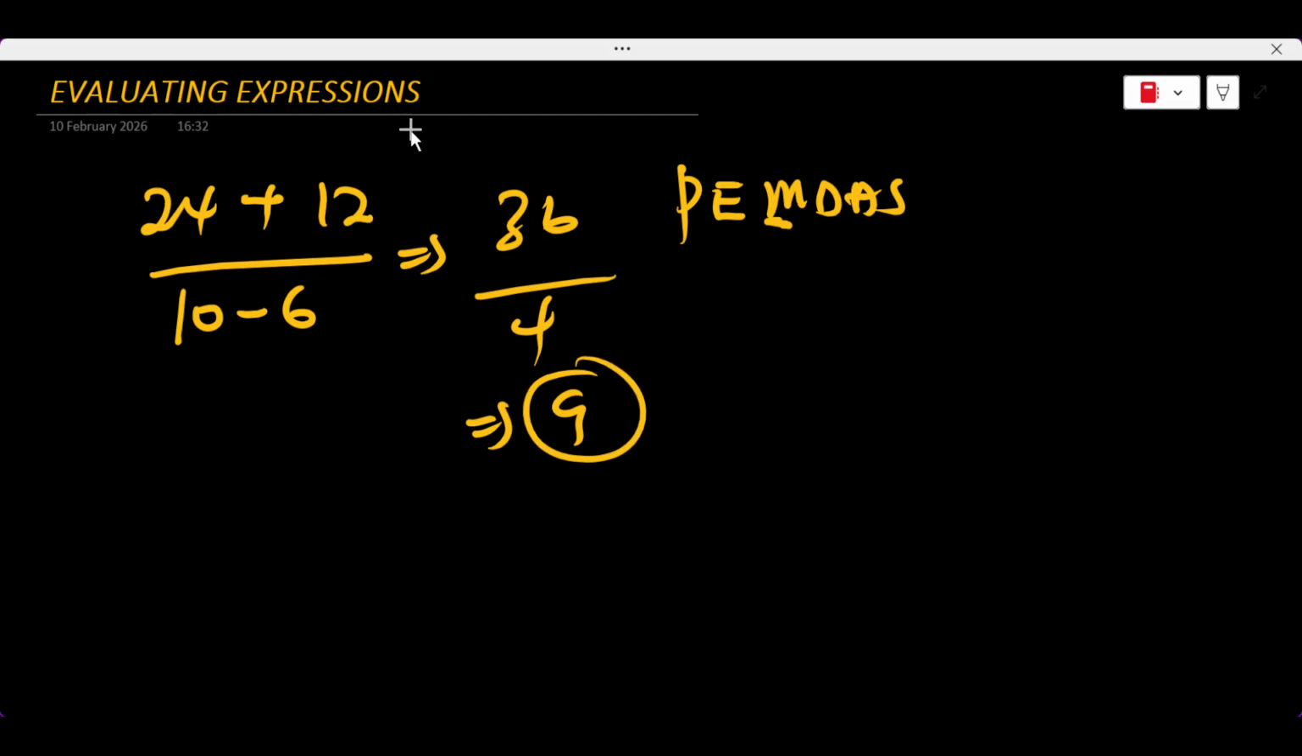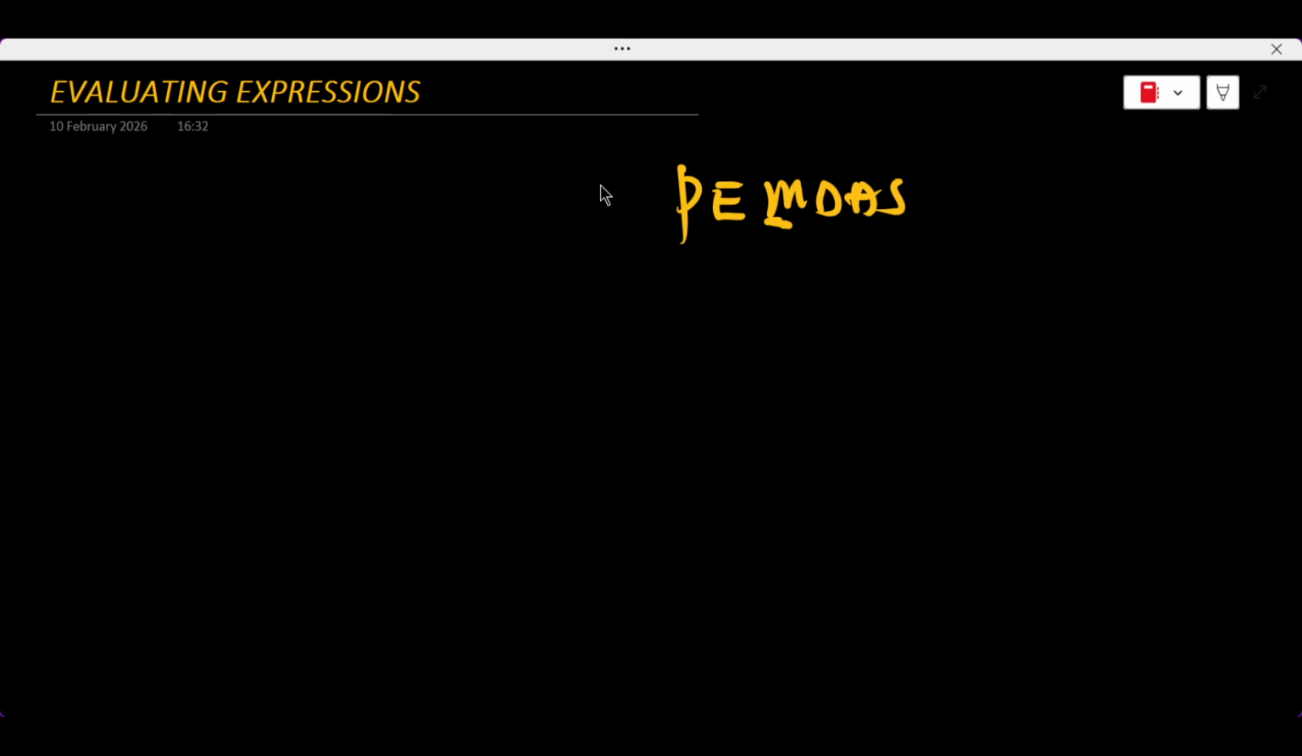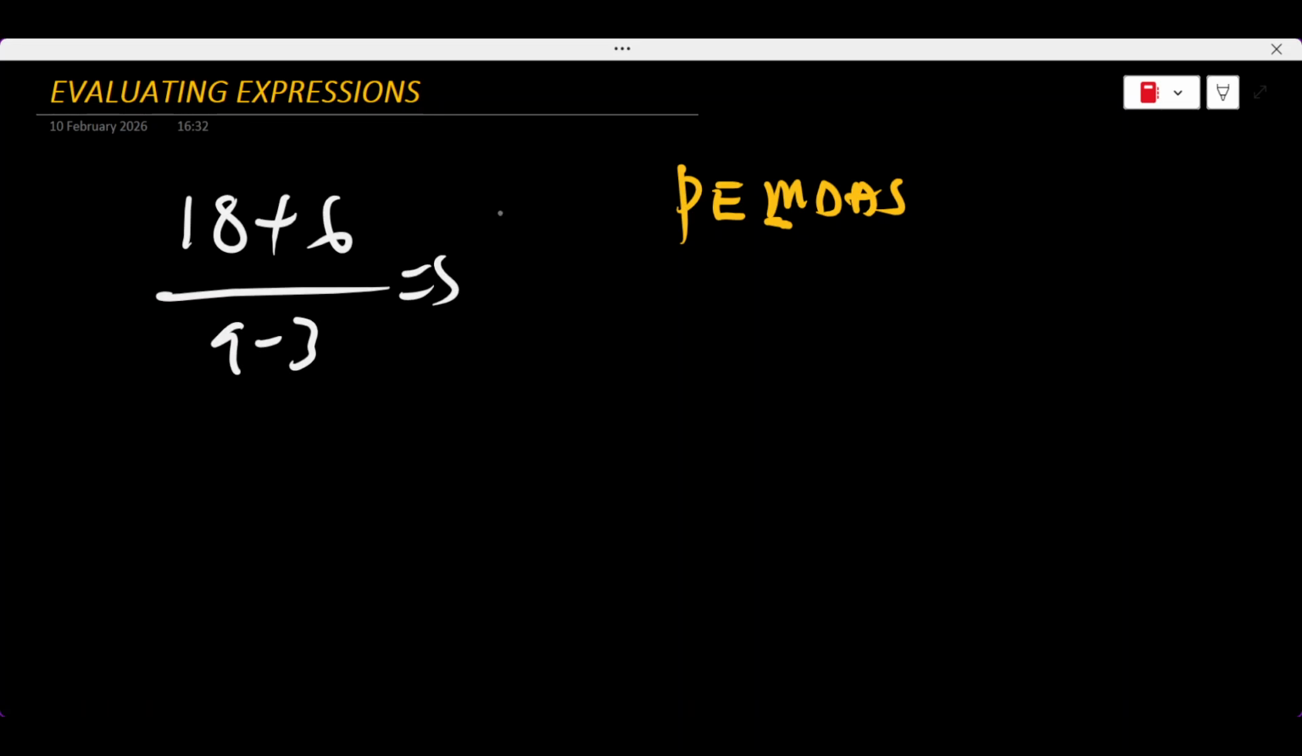And then let's look at the last example, but not the least, a bit harder. 18 plus 6 divided by what? 9 minus 3. So this gives us 18 plus 6, we have 24. And then 9 minus 3, we have 6. 24 divided by 6, giving us what? 4. And that is it.